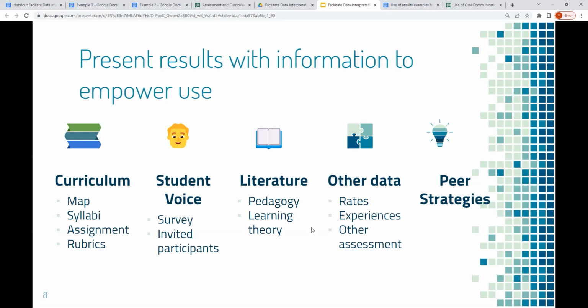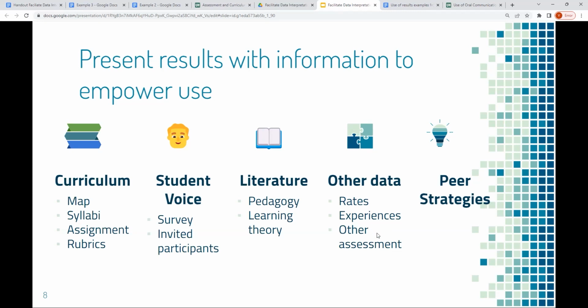Other data: if you have, maybe, retention rates. This is the time you talk about students' experiences or community members' experiences, potential employers' responses to the survey that can be brought in.